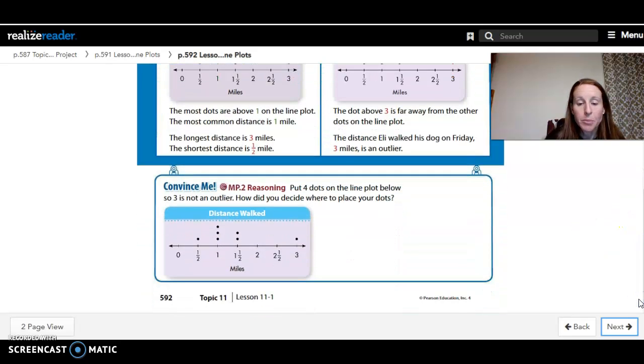Okay, and then Convince Me says put 4 dots on the line below, so 3 is not an outlier. How did you decide where to place your dots? So if I was going to place my dots on here, I would want to make sure that I have some over both the 2 and the 2.5 to make that bridge, that connection, so that this 3 mile dot is not by itself. I wouldn't want to load them up down here because that would still be an outlier. I wouldn't want to line them up above the 3 because they would all still be an outlier then. They'd all be different from the rest of the data. So you'd want to have at least 1 over 2, 1 over 2.5, maybe put 2 over 2, 2 over 2.5, just so there's some kind of bridge here that connects them.